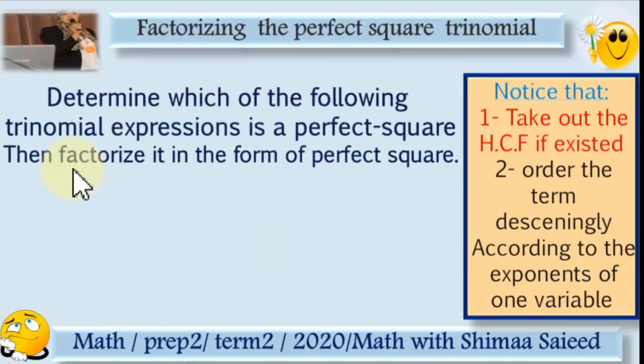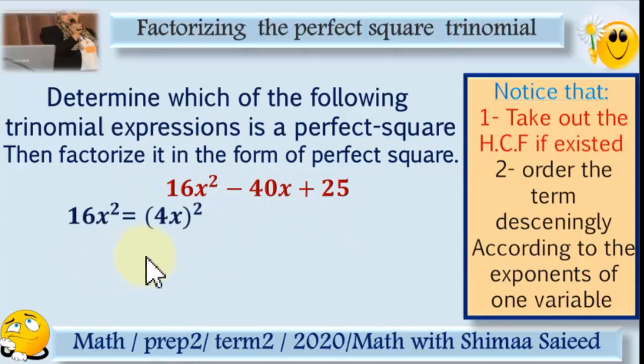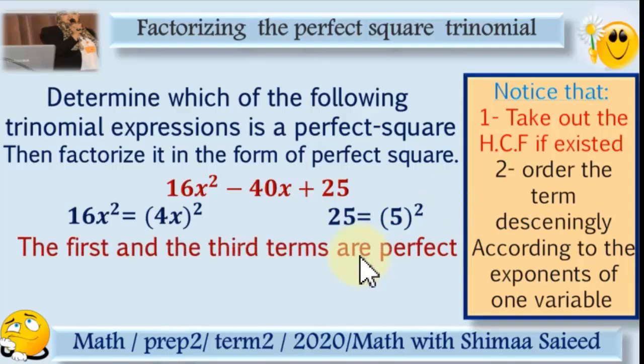Okay, determine which of the following trinomial expressions is a perfect square, then factorize it in the form of a perfect square. The first one: 16x squared minus 40x plus 25. Look at the first term, 16x squared equals 4x all power 2, so the first term is a perfect square. What about the third term? 25 equals 5 power 2, so the third term is also a perfect square. So the first and the third terms are perfect squares.